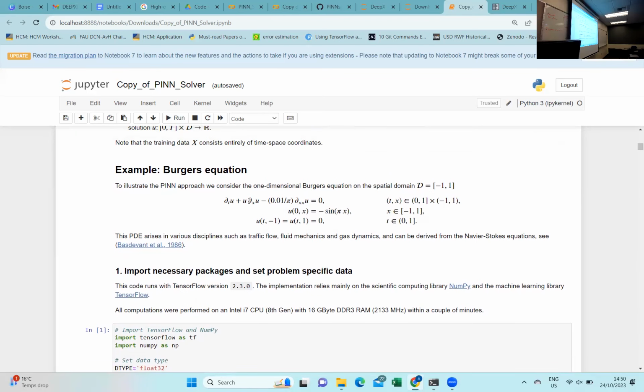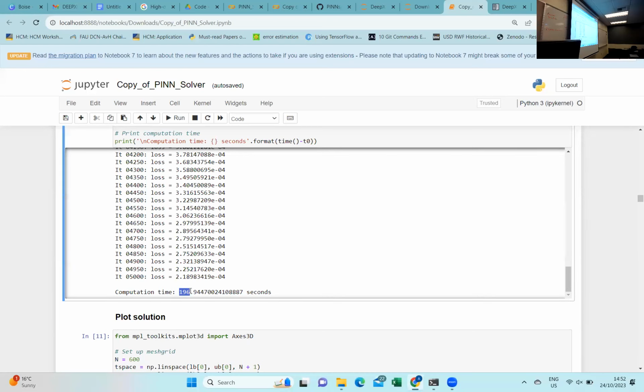Then we can pass that into some optimizer. Here we choose to use the Adam optimizer, and we train this model for this number of iterations. At each iteration, we make use of the loss to update the coefficients, and we print out the loss function and everything. After 5,000 iterations, the loss function is given by this value. If you were worrying about the computational time, this is done in less than 200 seconds. And this is the error, and this is our solution.